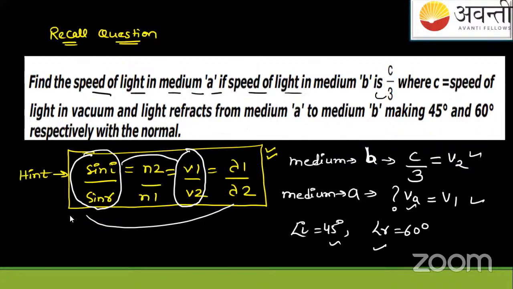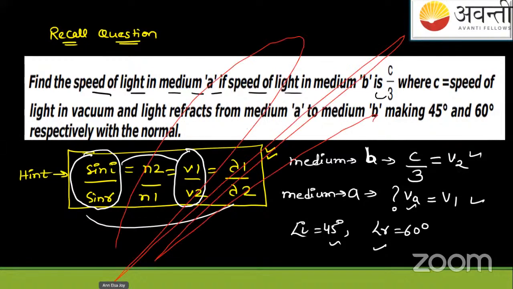All the parameters are in front of you. Equate this: sin I is 45, R is 60. V1, how much? I don't know. V2 is c by 3.